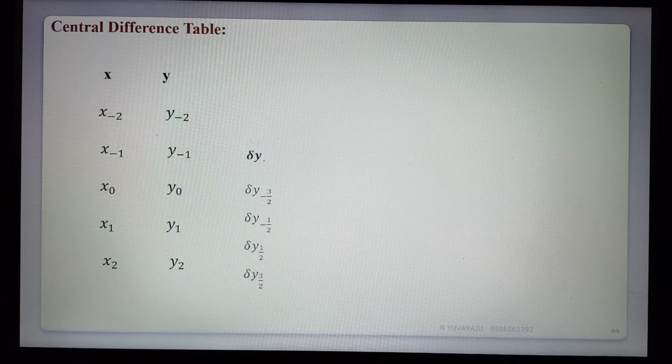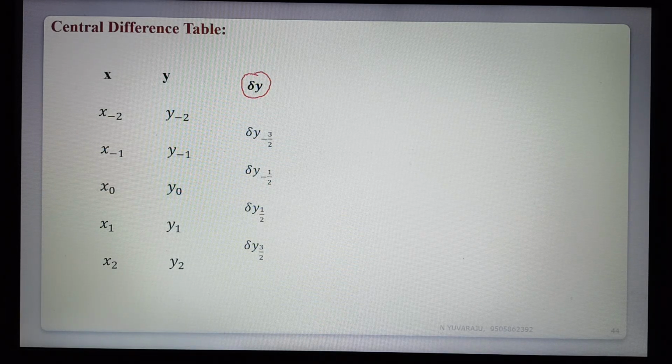Next, the first order is the central value, delta y, the first order difference. The difference is the same and there is no change, whether Newton's forward, Newton's backward, or central. So finding the table is the same, no change, but the denoting is different. This value minus this value is equal to this value, and this value minus this value is equal to this one. Next, this value minus this value. The difference is the same and there is no change.